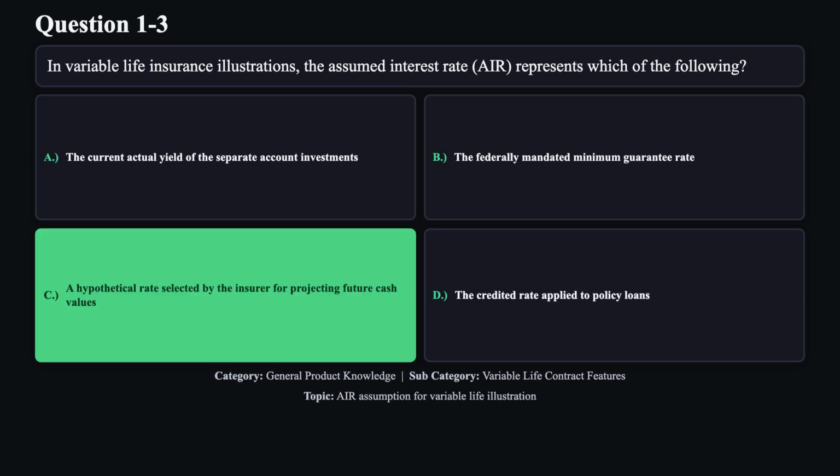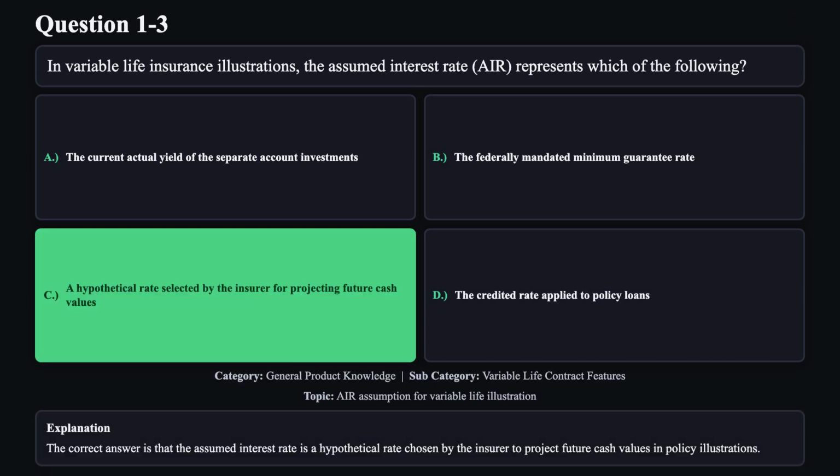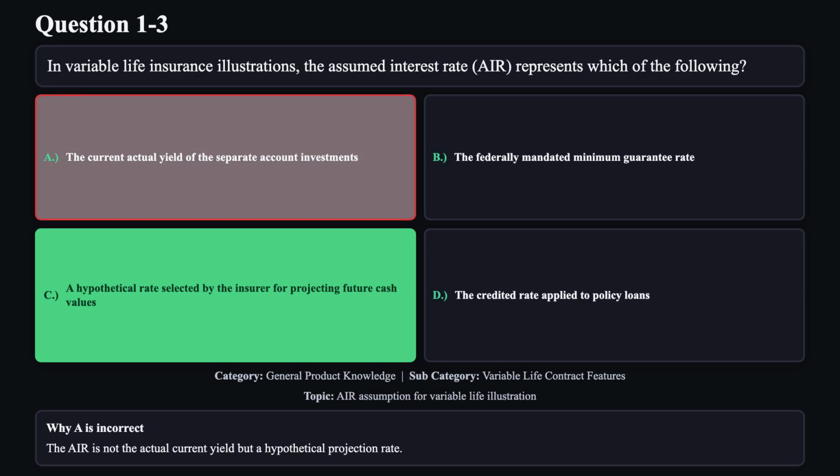The correct answer is C. The correct answer is that the assumed interest rate is a hypothetical rate chosen by the insurer to project future cash values in policy illustrations. Reason A is not correct. The AIR is not the actual current yield, but a hypothetical projection rate.